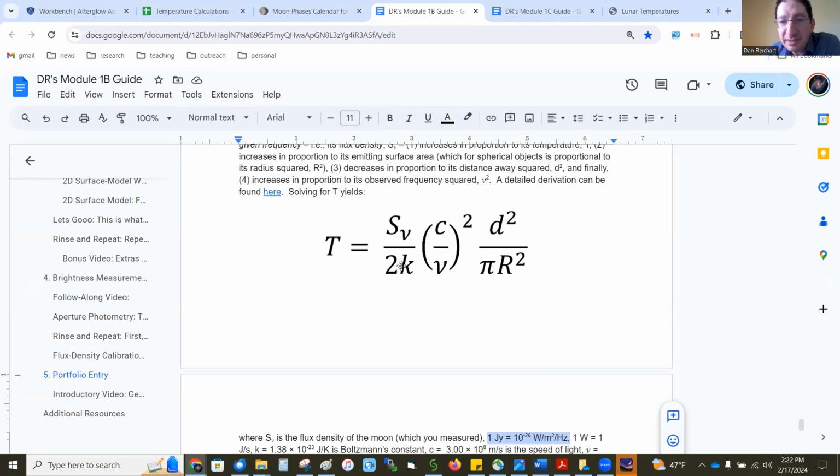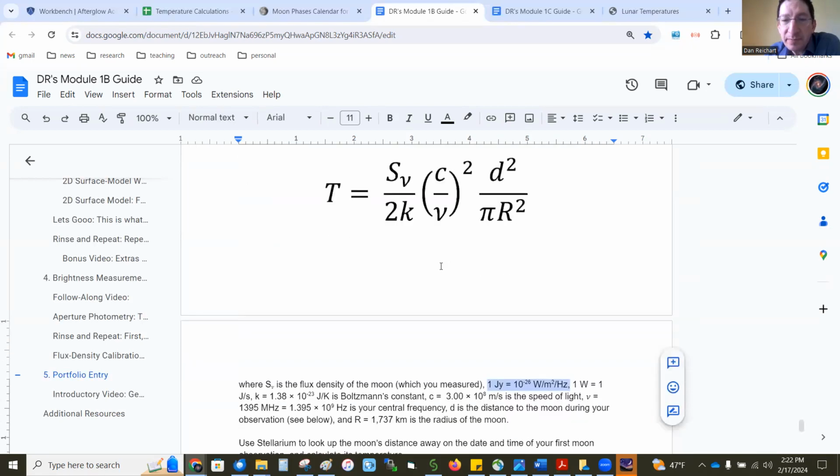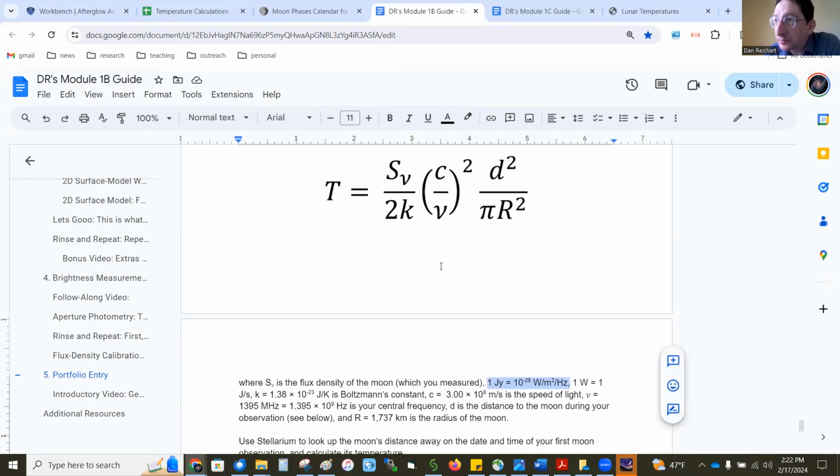We have some constants. k is Boltzmann's constant. c is the speed of light. Again, nu, that's the Greek letter nu, is the frequency at which we observed. For example, you might have observed at 1395 megahertz. That's 1.395 times 10 to the 9 hertz. Here's the distance squared. Here's the radius squared. That's pi. And so all these things are known. You've measured this. The others are constants or known quantities. The only thing we haven't figured out yet is the distance.